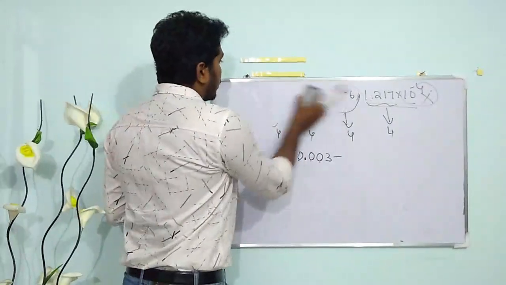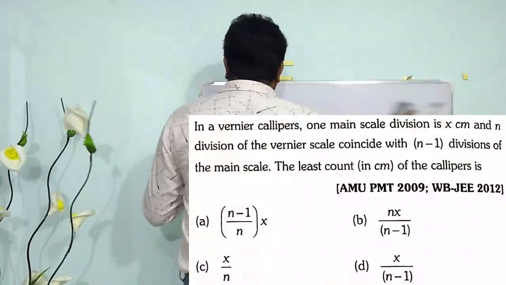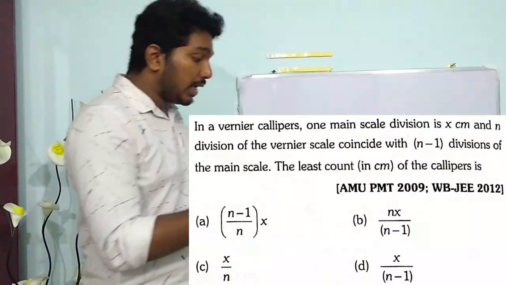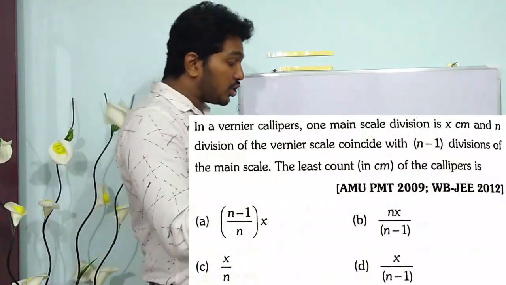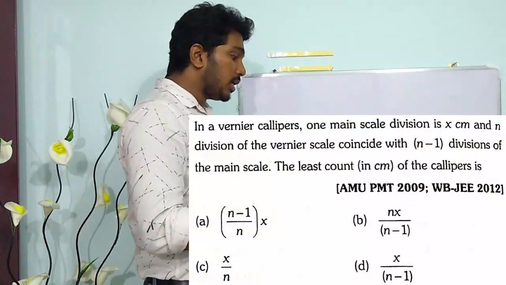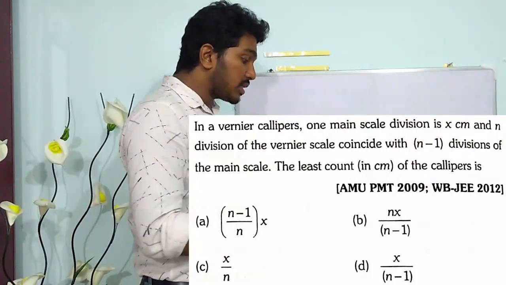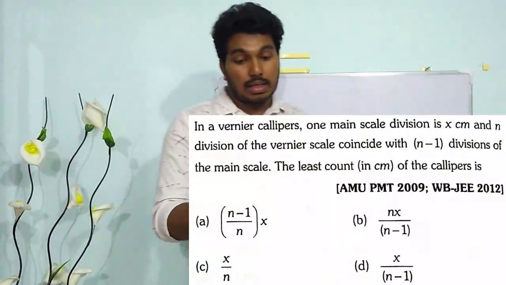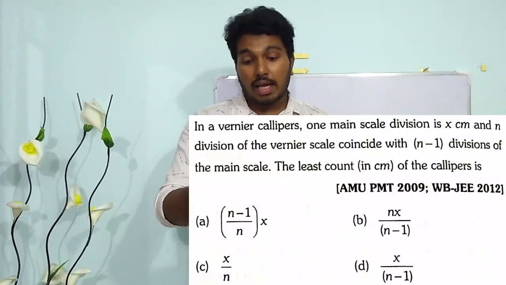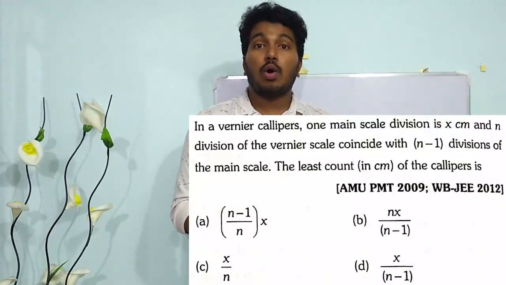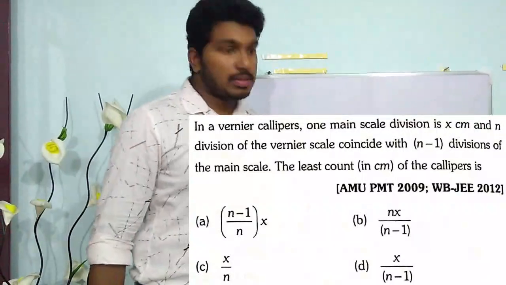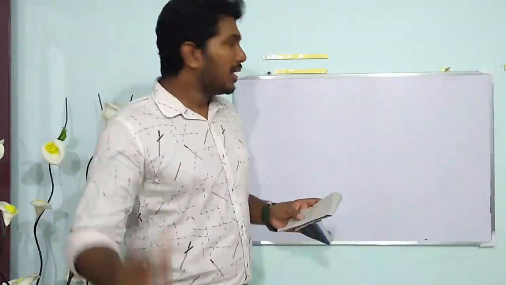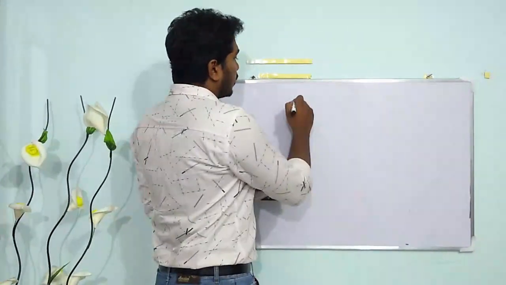And the next question is on the board. This question is from vernier caliper. One main scale division is x centimeter and n divisions of vernier scale coincide with n-1 divisions of main scale. We are supposed to find out the least count of the calipers. So how do you find the least count of the vernier caliper? There is a simple basic formula for that.